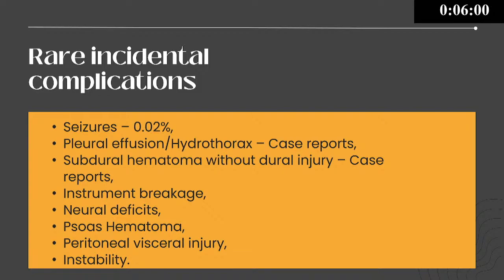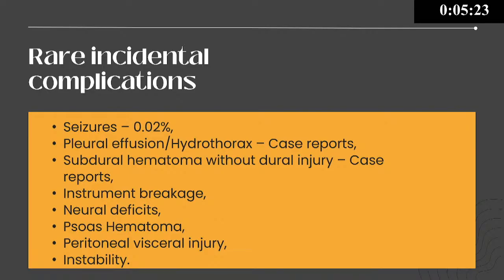Seizures, pleural effusion, subtle hematomas, instrument breakage, neural deficit unrelated to the level of surgery, psoas hematoma, peritoneal visceral injury and instability. So seizures, they will happen because of excessive pressure being reflected. But then again, most of the surgeries that we do are under general anesthesia. So why are we talking about seizures here? Because I know people who are doing UBE under epidural also. So they have had cases, so this has been documented.